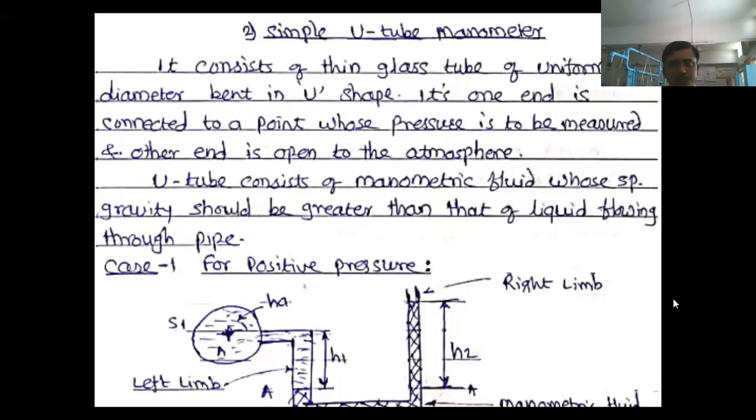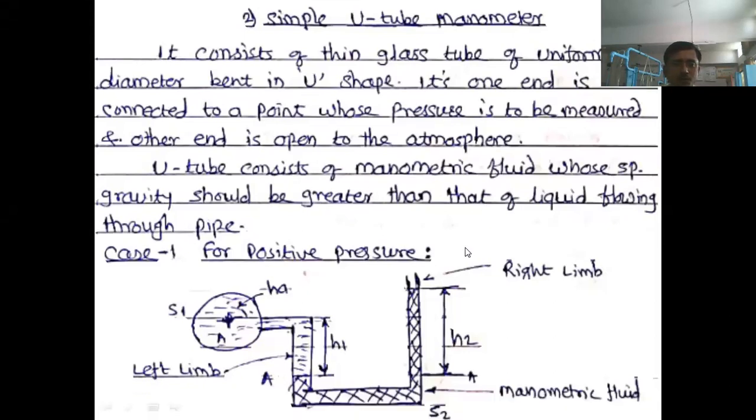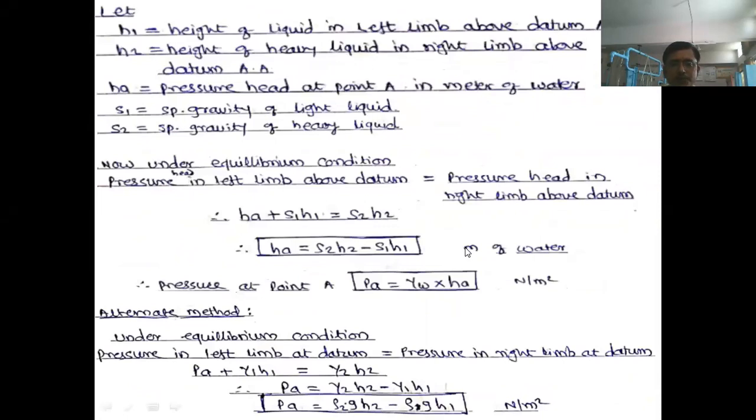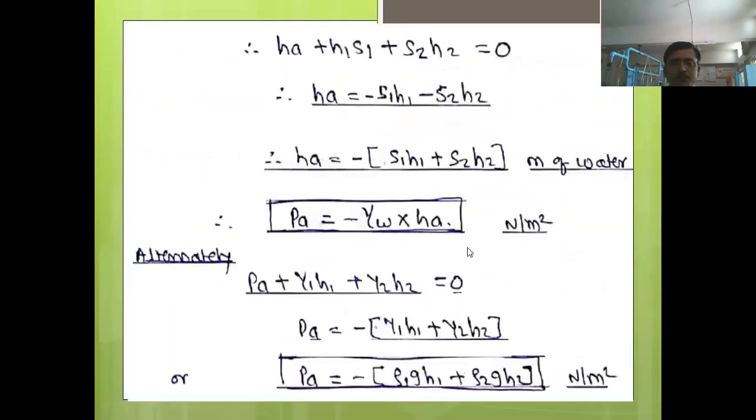So in the last lecture, we started the piezometers and manometers. We have seen the case for the positive pressure and for the negative pressure, and we have derived this equation, right? E is equal to minus gamma WHA, or E is equal to minus in bracket gamma 1 H1 plus gamma 2 H2.